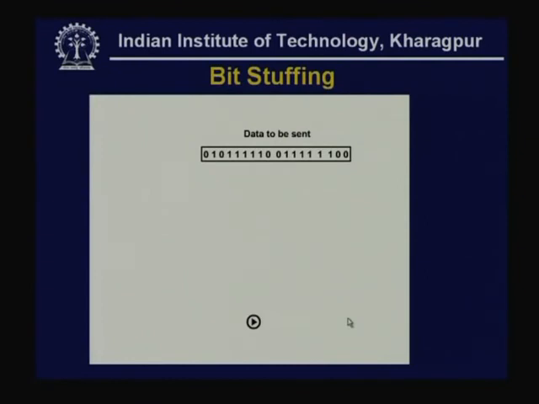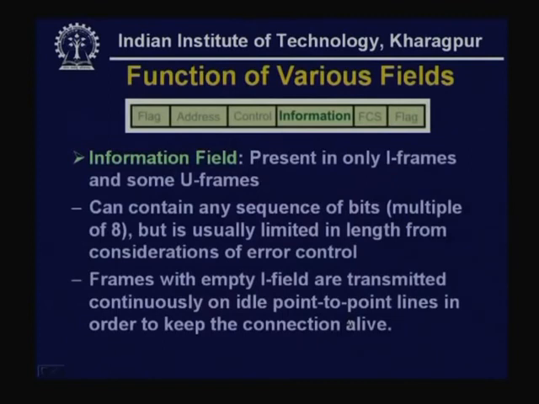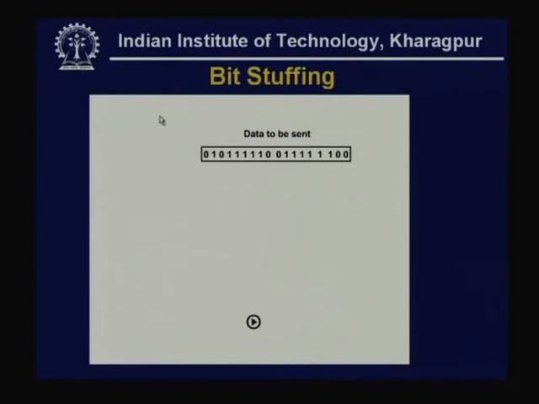Now, as I mentioned, your information part may contain that flag, that is 0, 1, 1, 1, 1, 1, 1 and 0, and this should not appear in the information field. That means, information field should not contain a flag character. So, to do that, what is known as bit stuffing is used. So, bit stuffing is explained with the help of this animation.